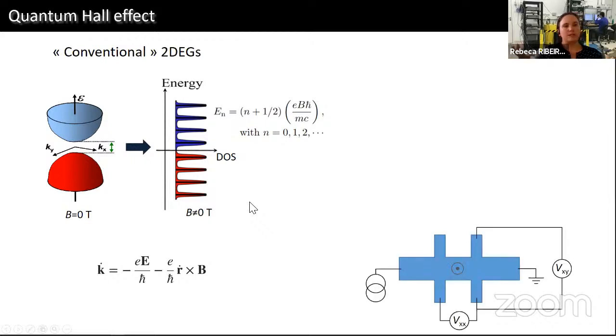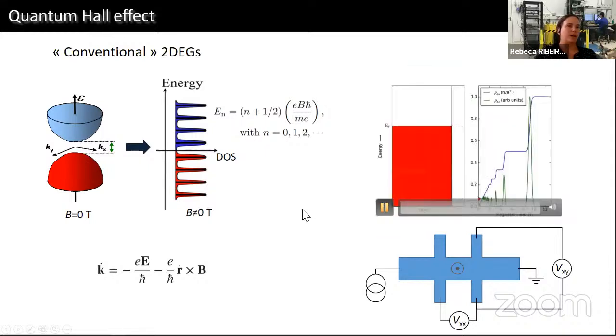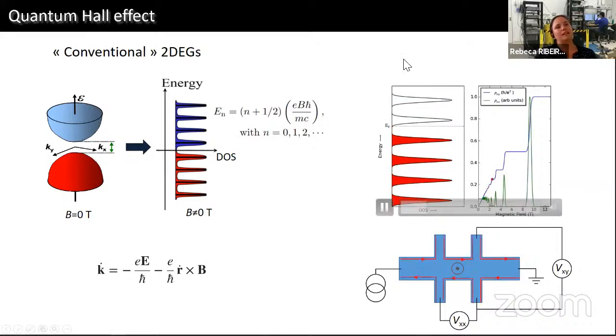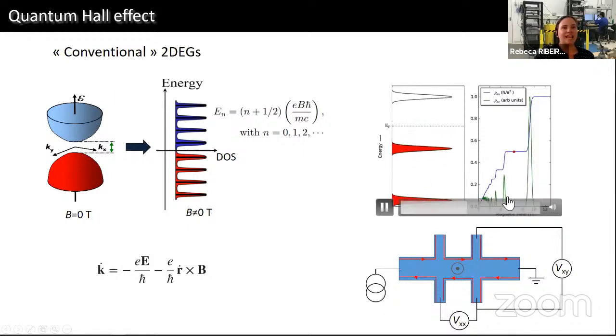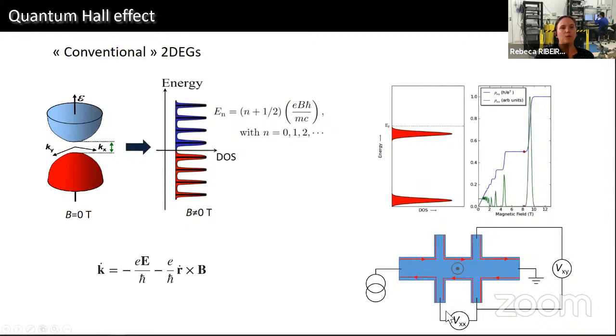Now, of course, what happens in an experiment? If we take a Hall bar made of a conventional two-dimensional electron gas, we pass a current and we measure the voltage drop at both sides. We will see in this wonderful Wikipedia animation the formation of Landau levels. At the same time, what we have are oscillations of the longitudinal resistance and a quantization of the values of the transverse resistance. This is due to the formation of chiral edge states along our sample.